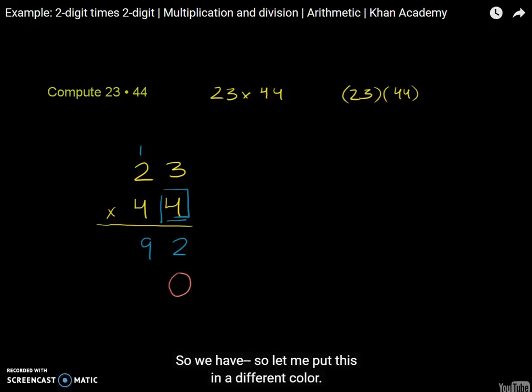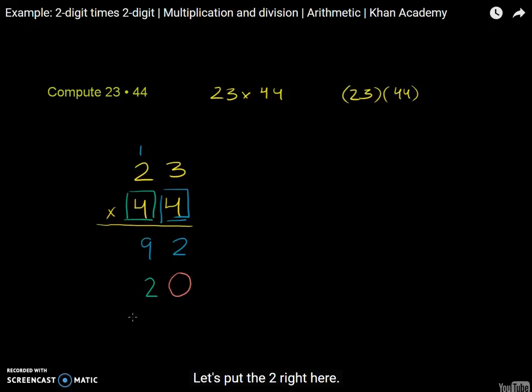So let me put this in a different color. This 4 now we're multiplying. 4 times 3 is 12. Let's put the 2 right here. It should be in the tens place because there's really a 40 times the 3. Just think about it, or you can just think of the process. It's the next space that's free. 4 times 3 is 12.